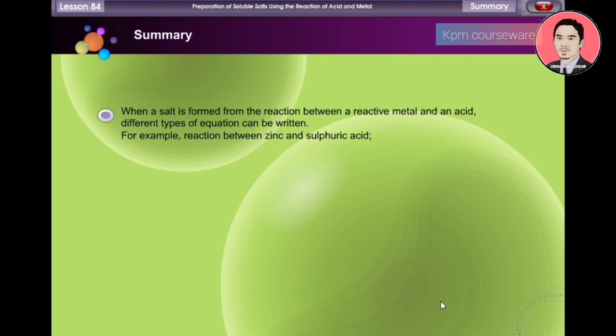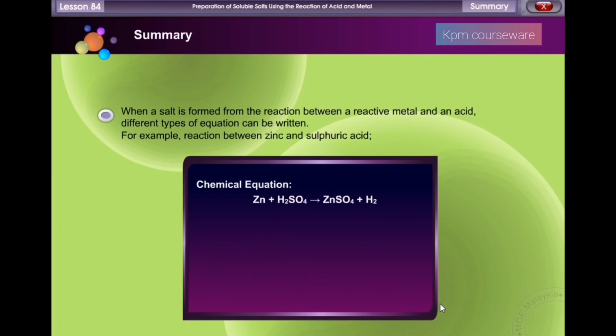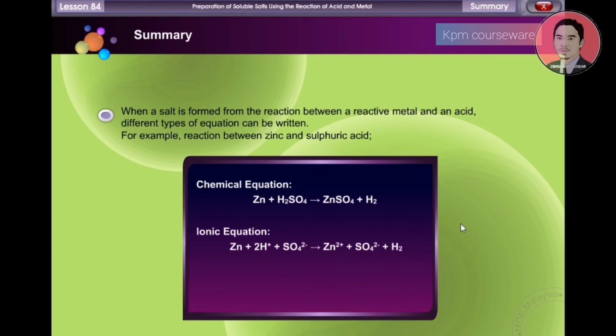When a salt is formed from the reaction between a reactive metal and an acid, different types of equations can be written. For example, reaction between zinc and sulfuric acid will produce zinc sulfate and hydrogen gas. As for the ionic equation, write all the ions and molecules present on both sides of the chemical equation. As for the net ionic equation, any similar ions from both sides of the ionic equation will be cancelled out.